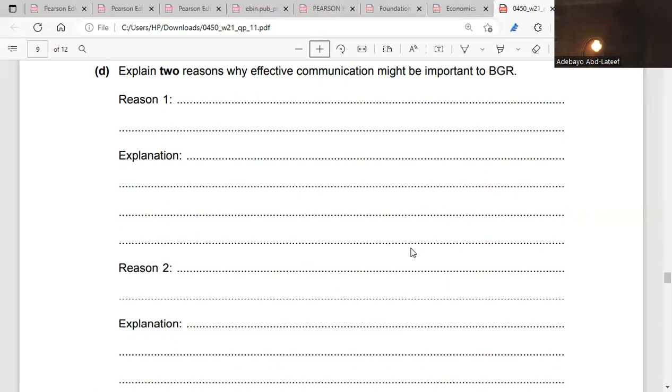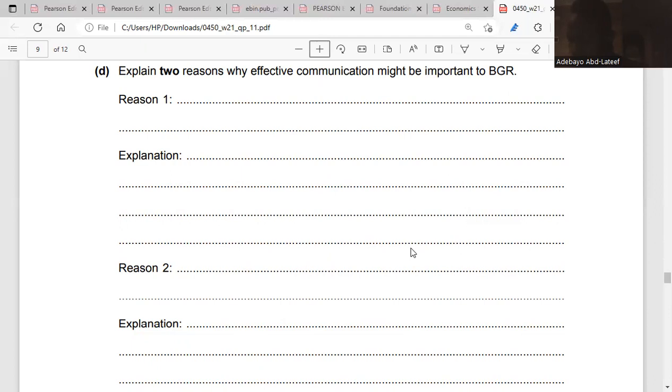It improves efficiency of workers. Sometimes you have to wait to get information before you act. But because communication is effective, the information will get to you as fast as possible. Then you can also act as fast as possible. That makes you become efficient. Is it clear?